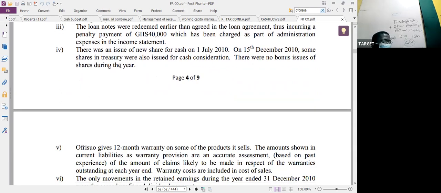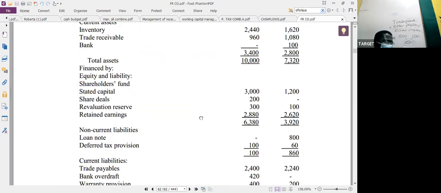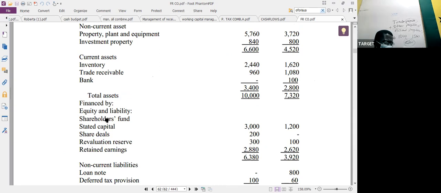Note 4. There was an issue of new shares for cash in July 2010. On 15th December, some shares in the treasury were also issued for cash consideration. There were no bonus issues of shares during the year. In fact, they make it so straightforward. There's no bonus issue, so the difference in the shares goes to equity. Shareholders' funds started at 1,002 and then it's 3,000, so that's increased by 1,008. They are just trying to tell you that all of them were as a result of cash. They issued shares for cash.